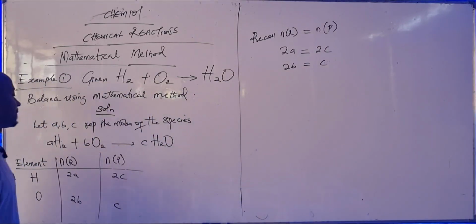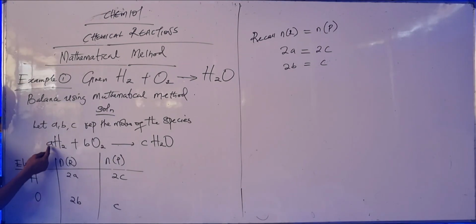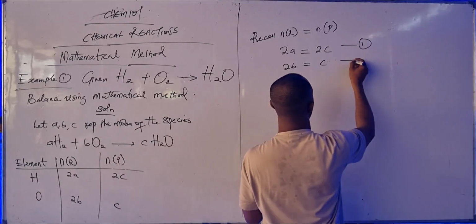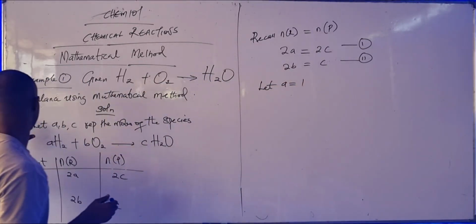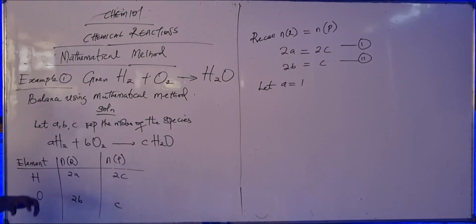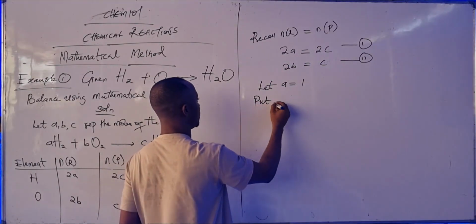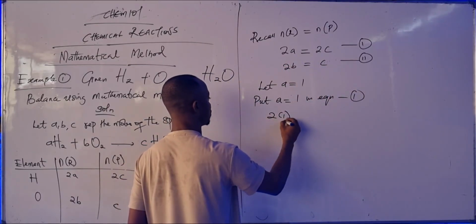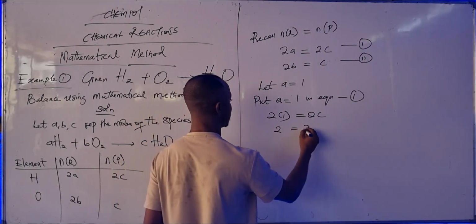Now, look at this. In the reaction, what does A represent here? The mole of hydrogen, 1. So I can assume A as 1. Once you bring out equation 1 and equation 2, just say let A equal 1, because your A value is 1. So if A is 1, can I put that 1 into equation 1? Put A equals 1 in equation 1. That will give us 2 times 1 equals 2C. What is 2 times 1? 2 equals 2C.